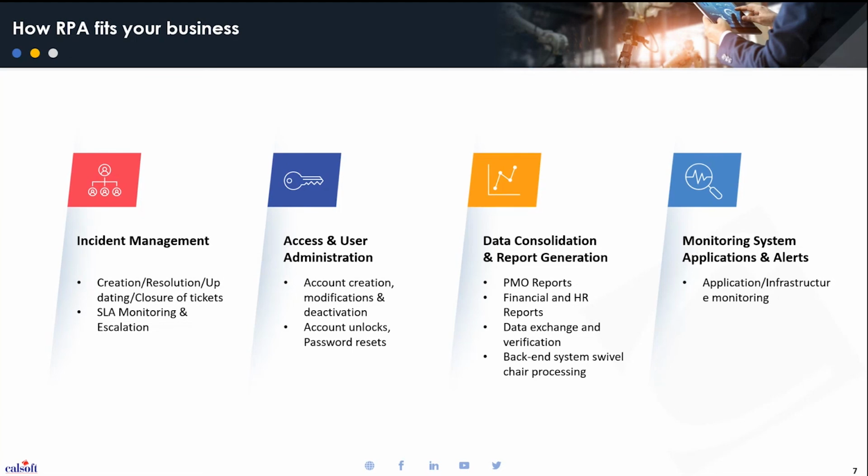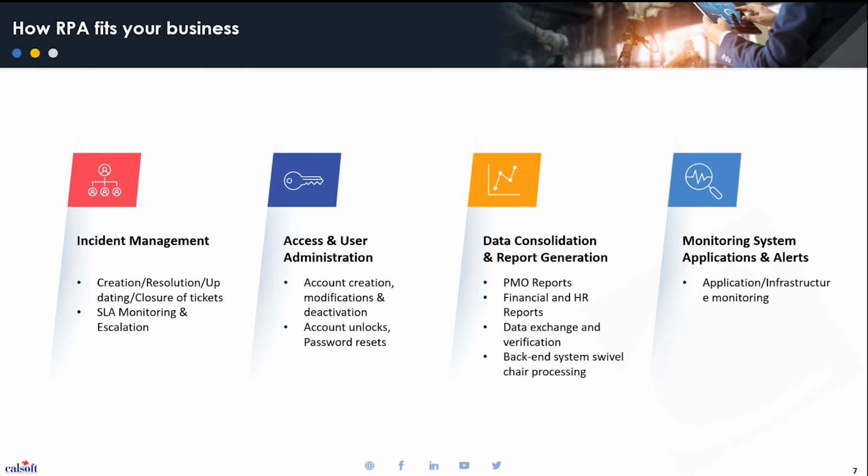The next area, which is commonly used in case of RPA, is that of access and user administration. RPA can be very helpful in many HR, finance, and IT related tasks like account creation, modification, and deactivation, account unlocking, password reset. It's quite easy to develop workflows using the RPA tool of your choice to perform the above activities, such as account creation of a new employee or deactivation of an employee who's no longer part of your firm.